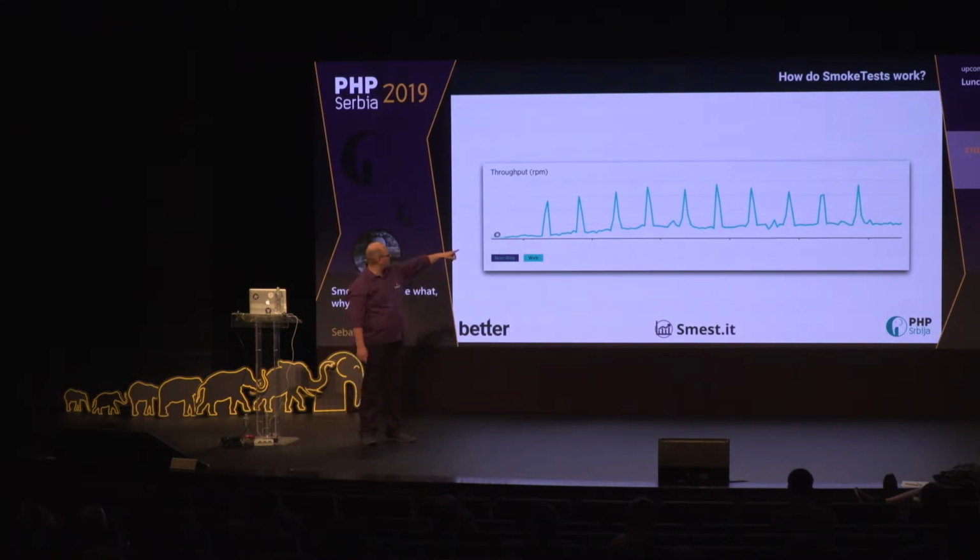And as you can see, there are these smaller peaks in between. These are tries of smoke tests. So when someone tried, okay, it's failing, stop it. And at the end, everything works again.